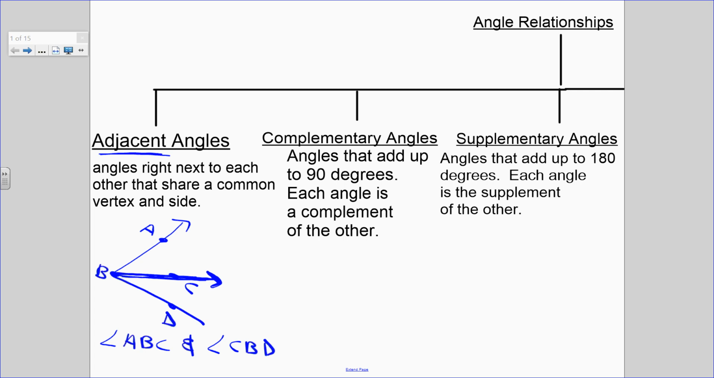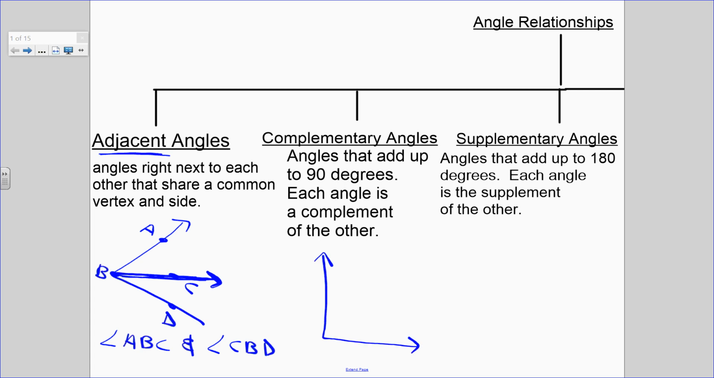Complementary angles. Angles that add up to 90 degrees. Each angle is a complement of the other. So I'm going to draw two angles that add up to 90 degrees. Instead of just two angles willy-nilly that are just next to each other, now two angles that add up to 90. Draw it with me. Here we go.